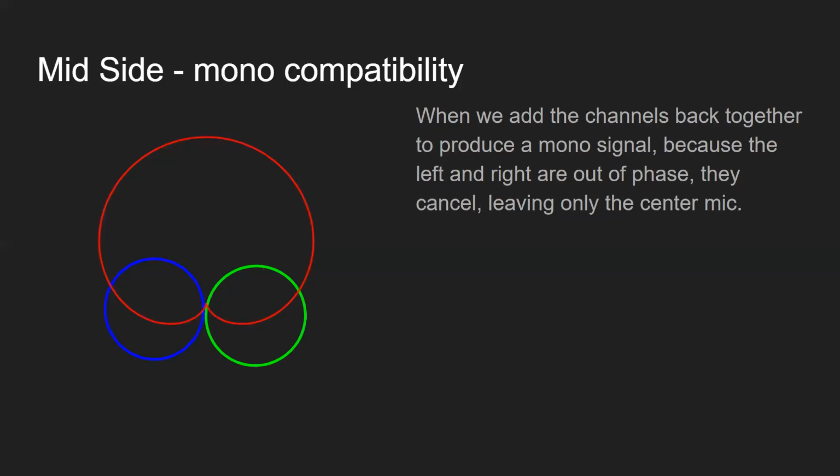It's mid-side. When you add the channels back together to produce a mono signal, because both the left and right have the mid channel, when you add them, they're in phase, you get it. But those sides, because you added it to the left channel and you subtract it from the right channel, when you add those together, you have like A plus B, and you have A minus B, and B cancels out, you only get 2A. That's what happens. That's the mono compatibility: it's only that center mic. It's perfect mono.